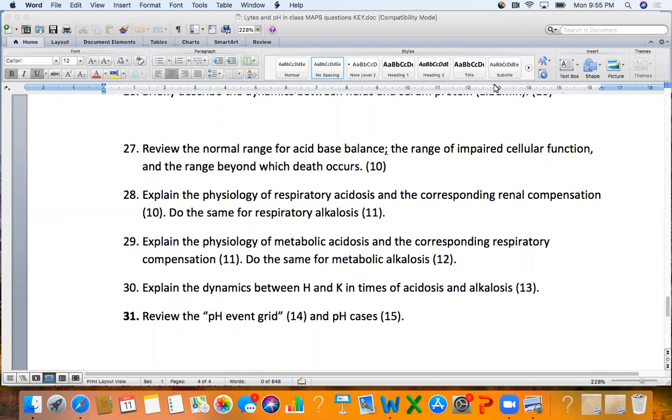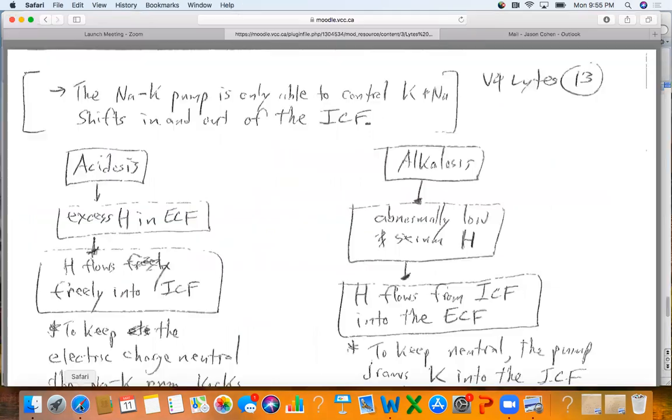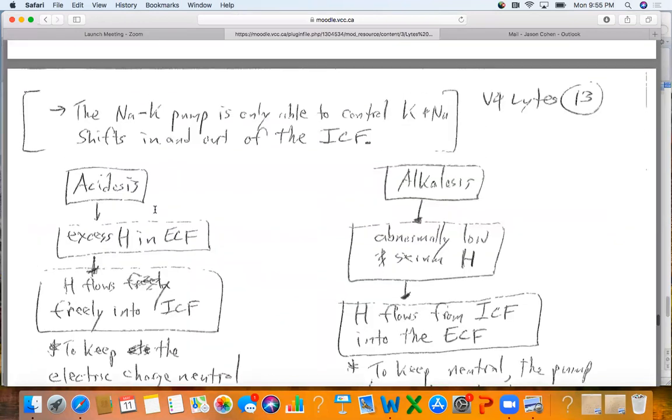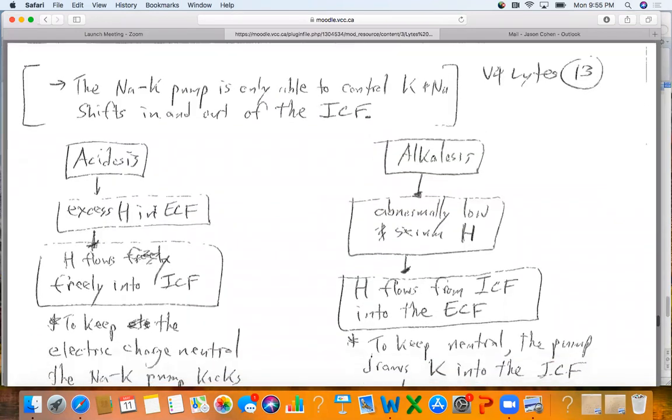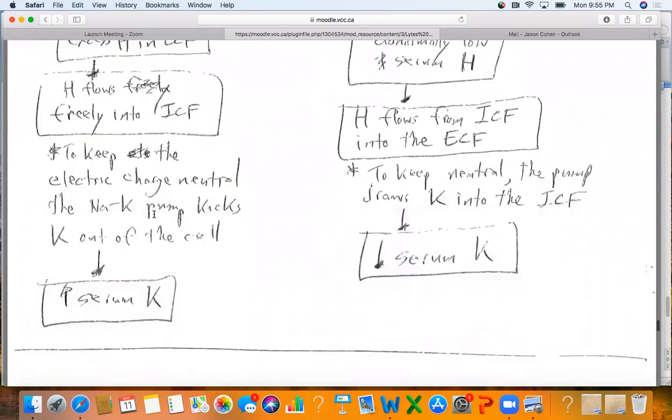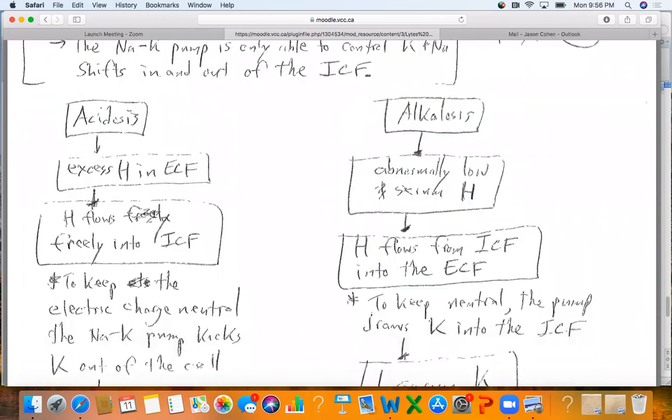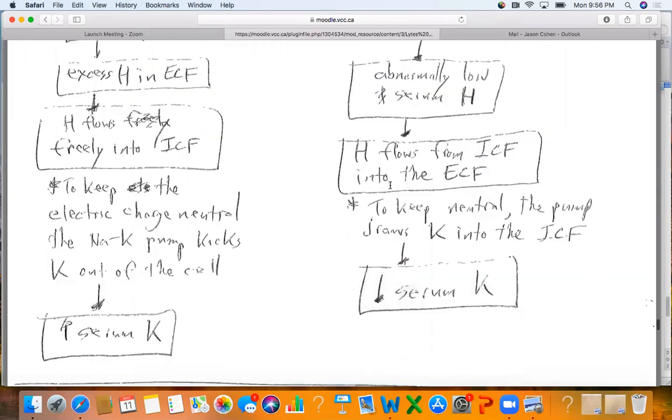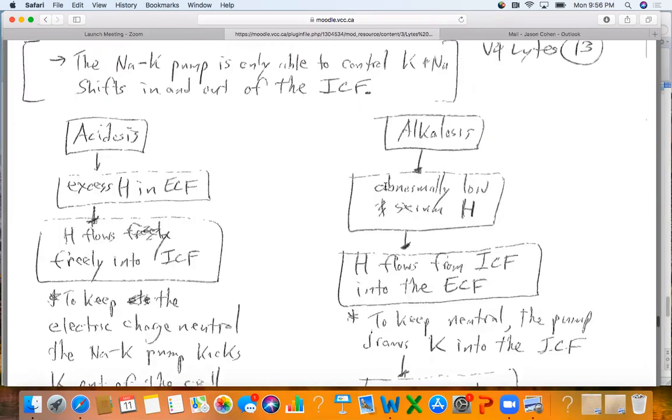In this video, we're going to cover question number 30, where we talk about hydrogen and potassium in times of acidosis and alkalosis. Map 13 draws out a very nice chronological concept map, an events chart in the format we've been looking at throughout the whole study, and you feel free to read through that. I'm going to say exactly what's in this chart using a picture form because I think for this concept it's a bit easier. So let's talk about acidosis first.